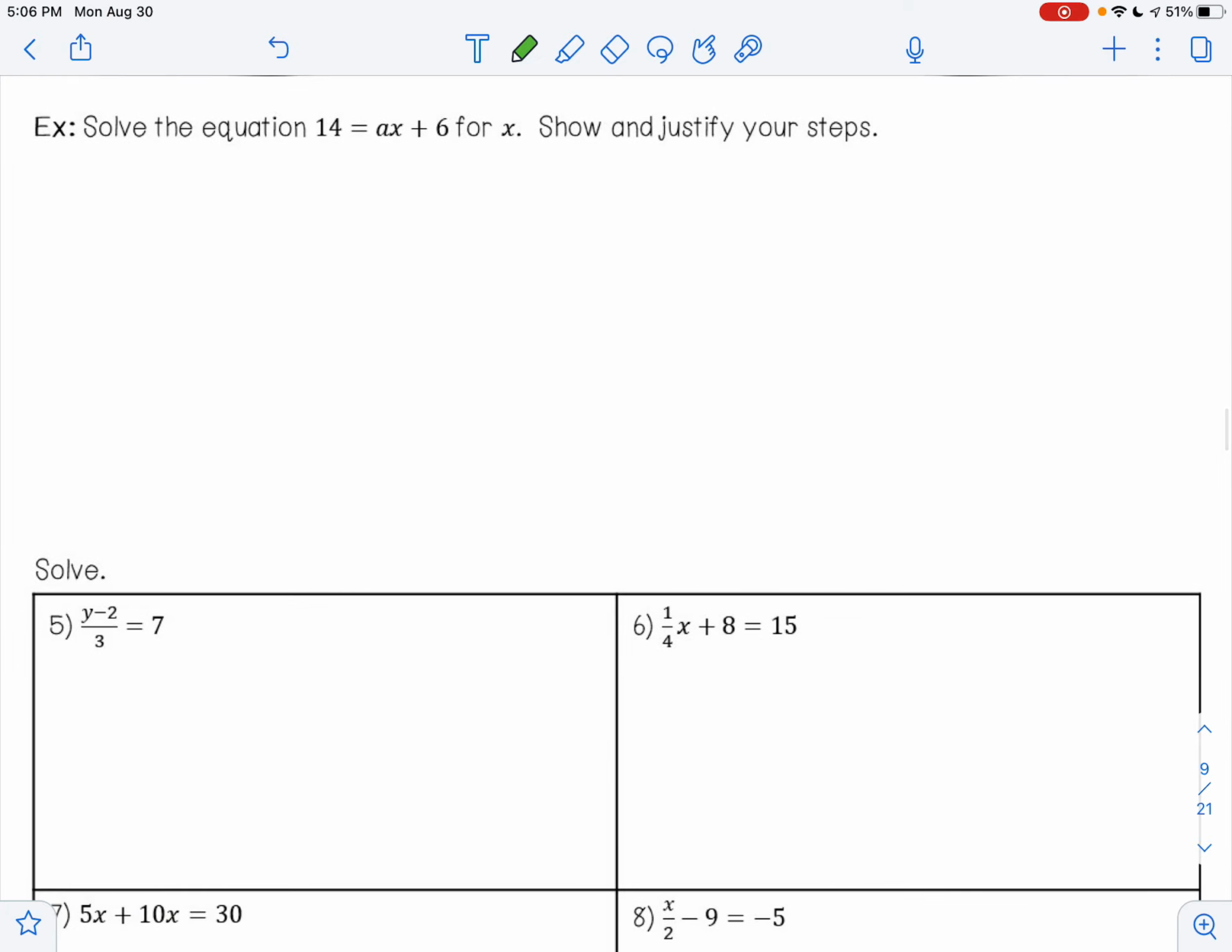The next example says solve the equation 14 equals ax plus 6 for x. Show and justify your steps. This problem has two variables, right? A and x. They are telling us to solve for x.